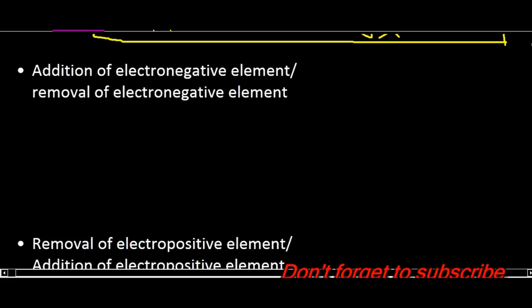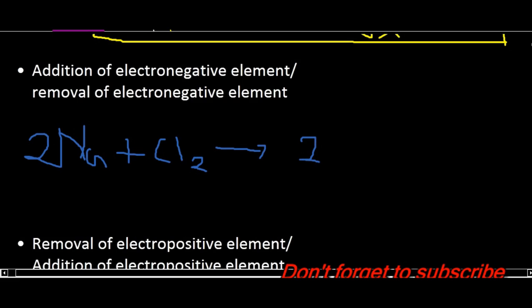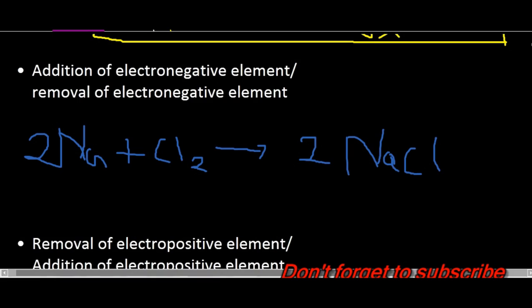So let's take for instance you have 2 molecules of Na here. Of course, Na is called sodium in the solid state, plus chlorine gas in gaseous state, which yields on chemical reaction 2 molecules of NaCl. Of course, NaCl is sodium chloride, our common salt, the edible salt we eat every day.